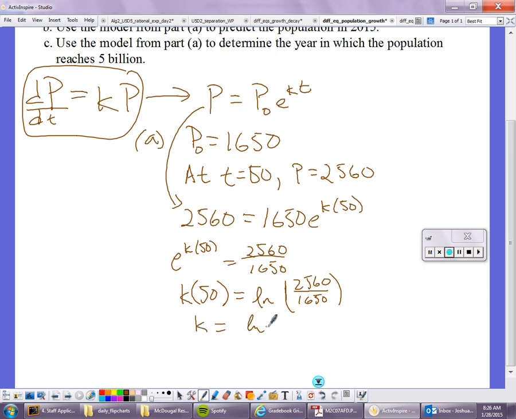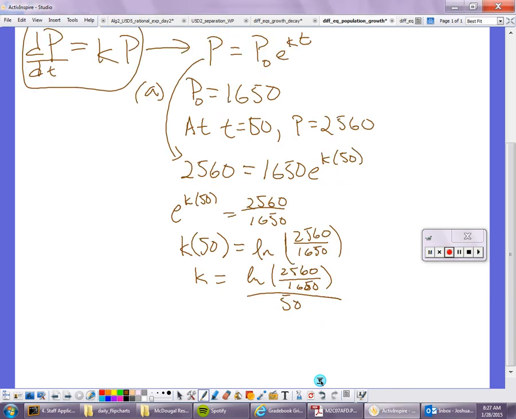So I get ln of 2560 over 1650, all of that over 50. And when I do that, I get k equals around, what is it, 0.88%. I get about 0.008756. I'm just going to round that.